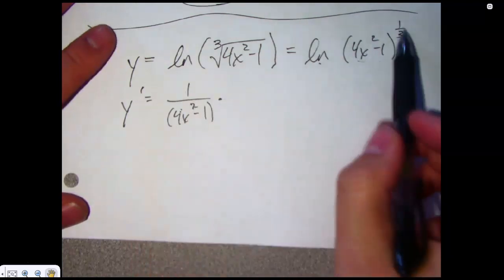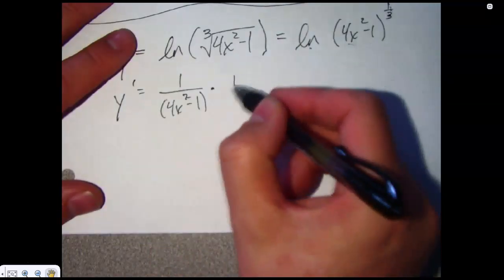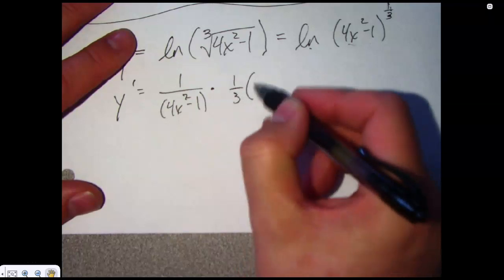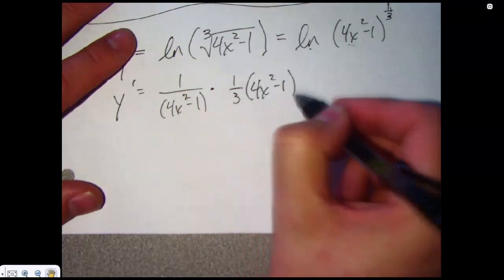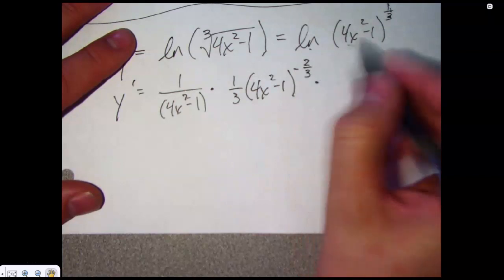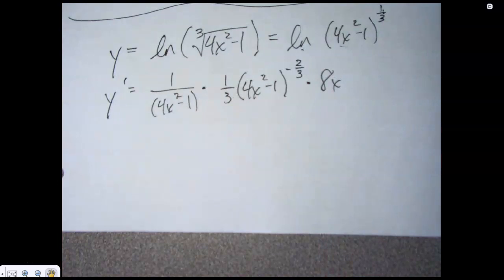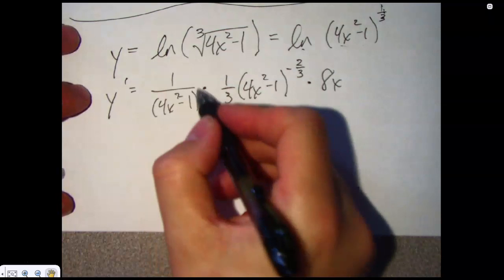And then I get to the next level, so the 1/3 is the next power, so bring the 1/3 down, leave that 4x squared minus 1 again, and reduce the power by 1. And then multiply by the derivative of the 4x squared minus 1. So this is the derivative of the ln, this is the derivative of the 1/3, and this is the derivative of the 4x squared minus 1. And then I got some work to do to simplify this stuff. Wait, this should be to the 1/3 here.